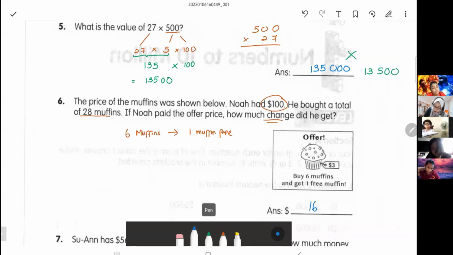This is a total of 7 muffins, right? Okay, I get 7 muffins. If you look at this, 1 muffin is $3. So if you buy 7 muffins, you're only paying for 6 muffins because this one is free.